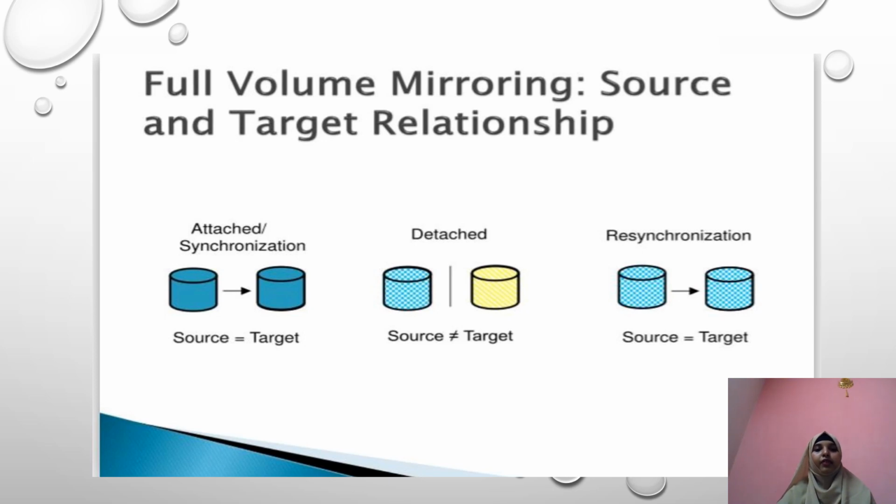So this is the full volume mirroring source and target relationships. The first one is source is equal to target. Attach synchronization. The second one, source is not equal to the target, the detachment of the source relationship. Here source is not equal to the target. The third one is the resynchronization. Source is equal to the target.